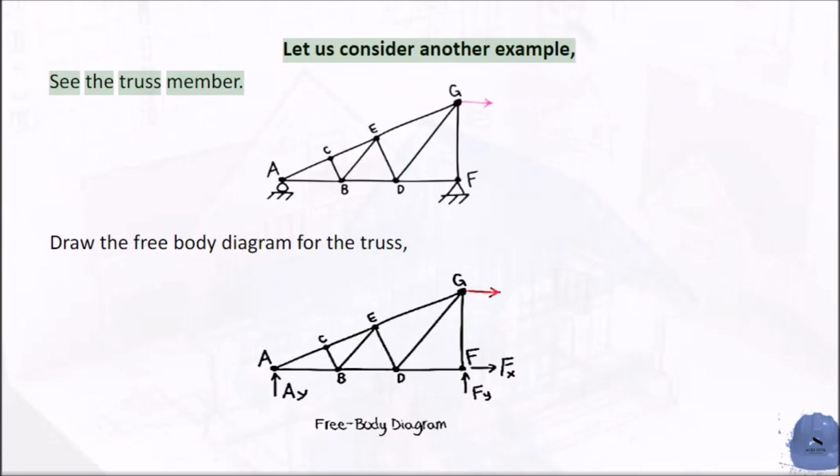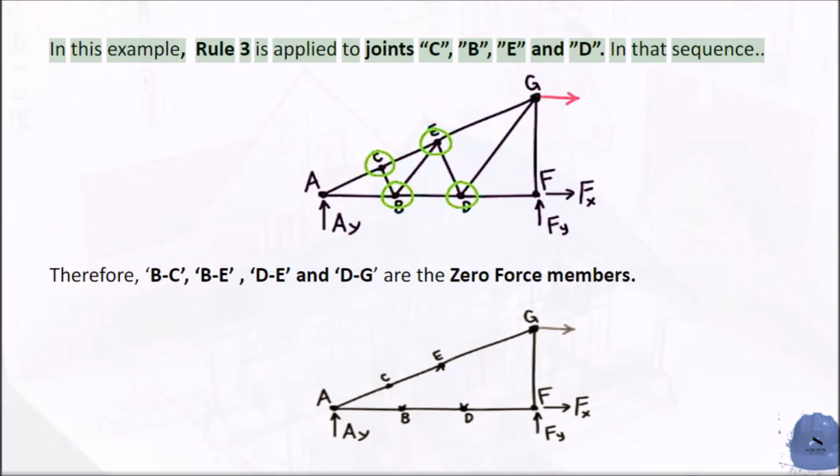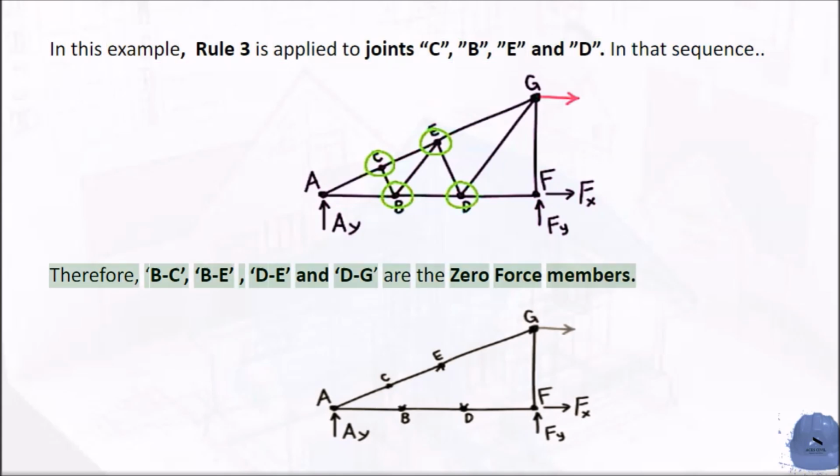Let us consider another example. See the truss members. Draw the free body diagram for the truss. In this example, Rule 3 is applied to joints C, B, E, and D, in that sequence. Therefore, BC, BE, DE and DG are the zero force members.